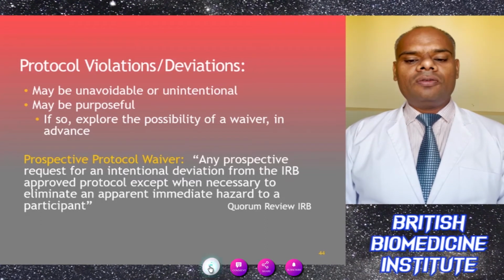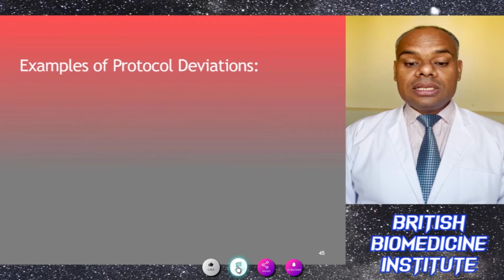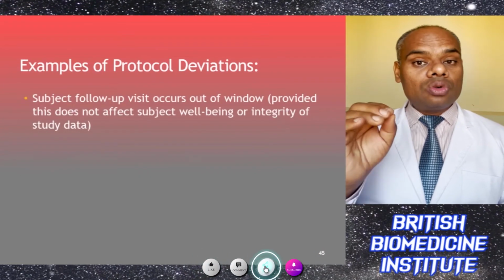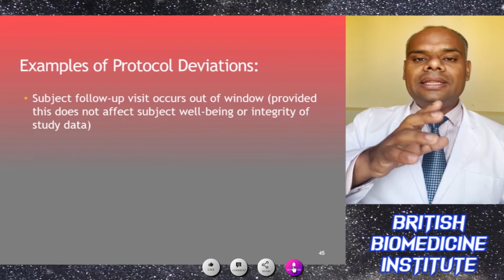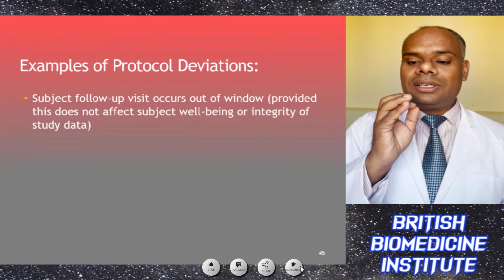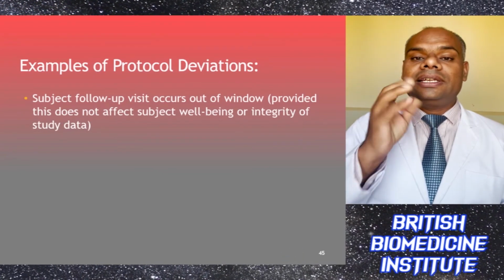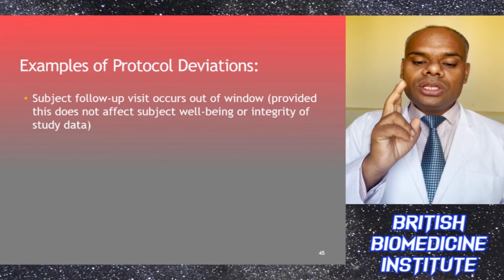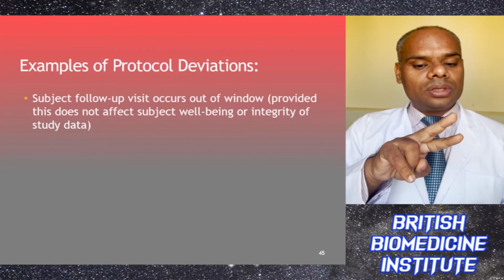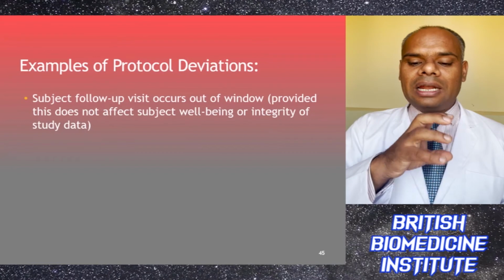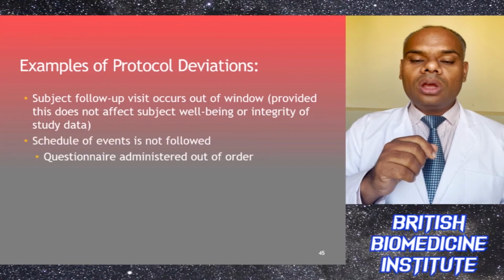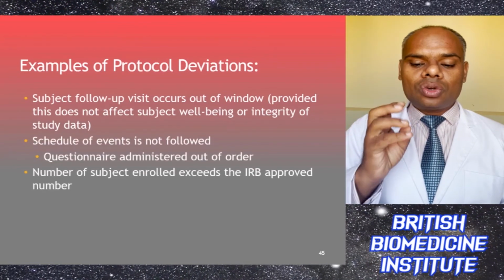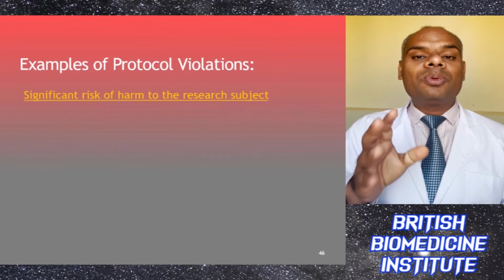Examples of protocol deviation are: subject follow-up visit occurs out of the window, provided that this doesn't affect subject well-being or integrity of clinical data. Second, schedule of events not followed, or we can say questionnaire administered out of order. Or number of subjects enrolled exceeds the IRB approved number.